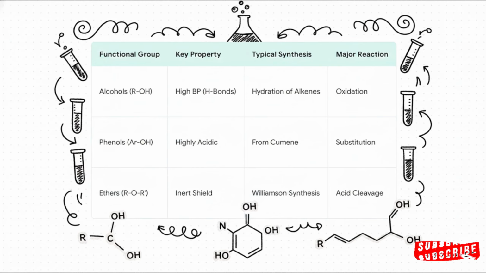summary table. This is your ultimate cheat sheet. It condenses this entire explainer into a single grid. You've got the core physical properties, the typical synthesis paths you absolutely have to memorize, and the major reactions for all three functional groups. Reviewing this table alone is going to save you hours of grinding through dense textbook chapters.